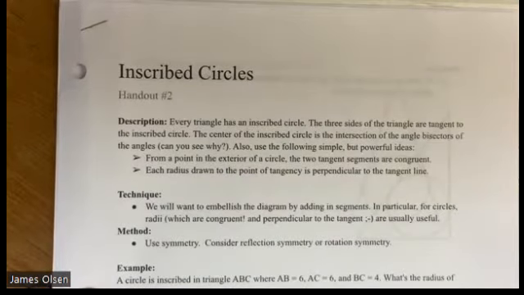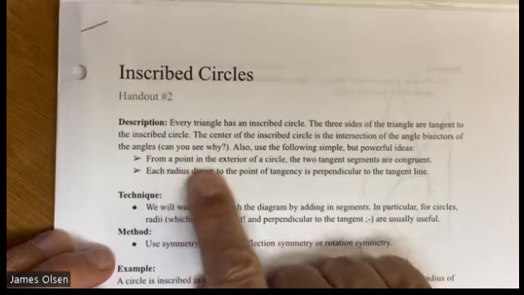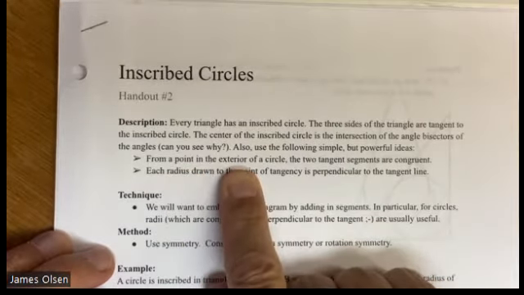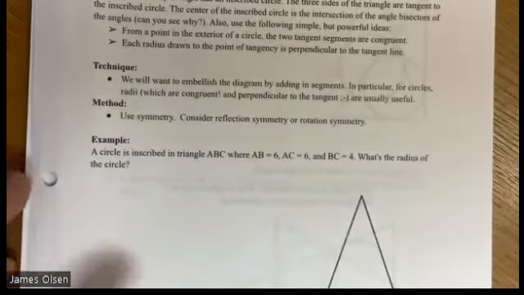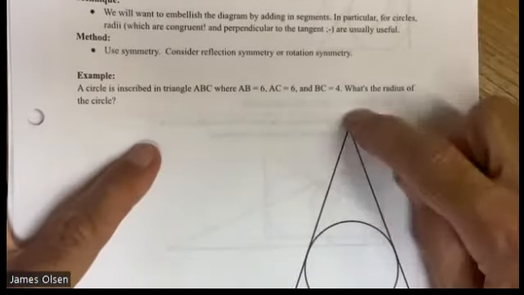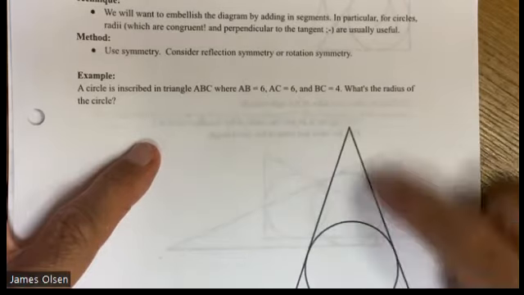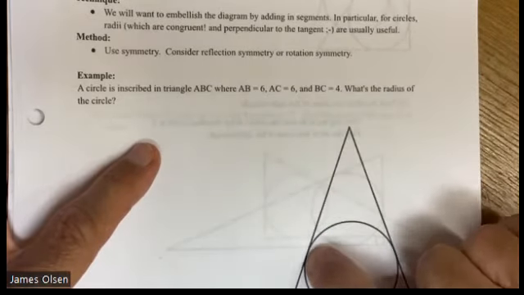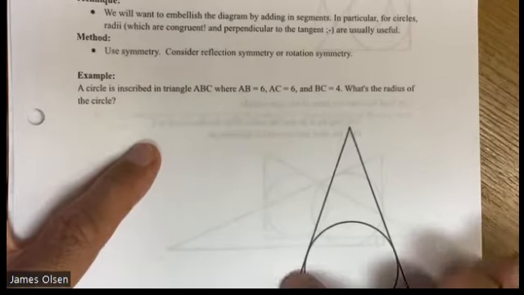There are a couple of important, powerful ideas that work with inscribed circles and also with many other problems in geometry. First of all, from a point in the exterior of a circle, the two tangent segments are congruent. So in this particular diagram, if we have this circle and this point out here and two tangents coming from that, this distance to the point of tangency is the same as this distance to this point of tangency. Same thing here, same thing here.